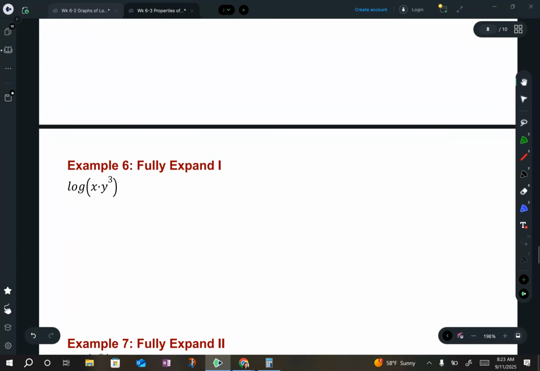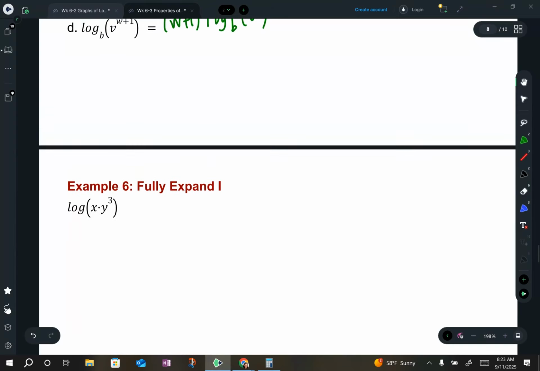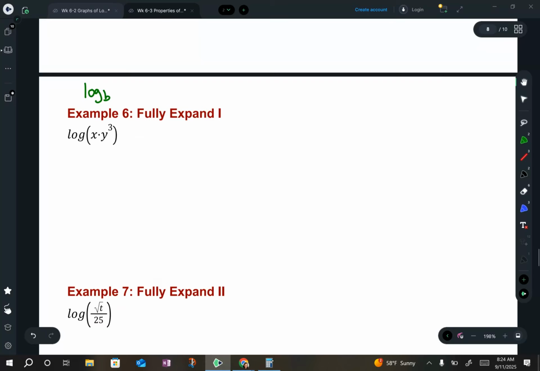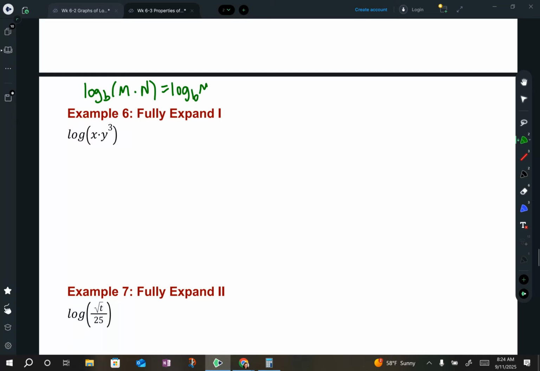So the first set of directions says to fully expand log of x times y cubed. So the first property we're going to use is our product property, which says log base b of m times n equals log base b of m plus log base b of n. That's the first property we're going to use, and that's going to tell us that we have log of x plus log of y cubed.